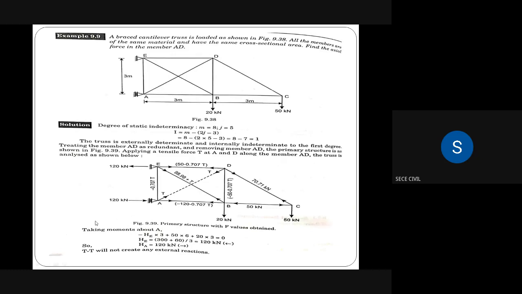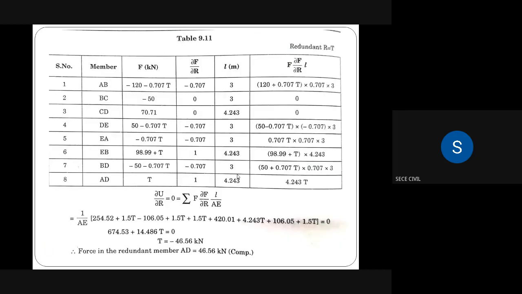In which direction did we assume? We assumed it away from the joint, that means a tensile force, but we are getting a negative value. So the assumed direction is wrong. Hence the redundant force in the member AD is a compressive force, acting towards the joint. So the force in the redundant member AD is equal to 46.56 kilonewton compressive.